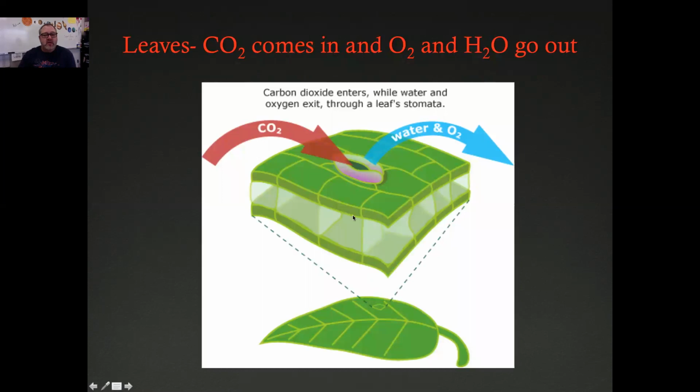So as CO2 comes in through the stoma, you remember the guard cells are responsible for opening and closing that opening so that stuff can come in and out. After the process is all done, water and oxygen will come out, though not at the same time. Oxygen is one of the waste products of photosynthesis, but water comes out after cellular respiration. That process is called transpiration.